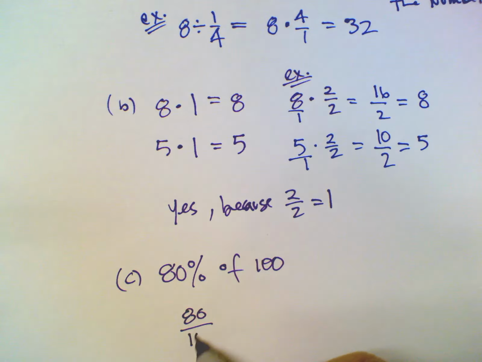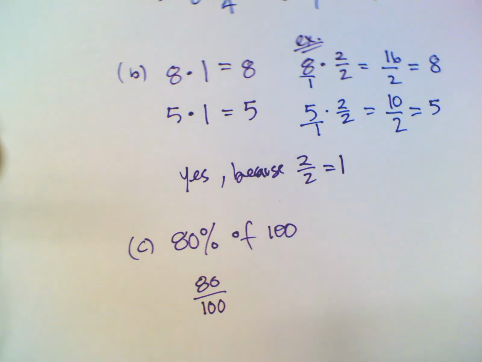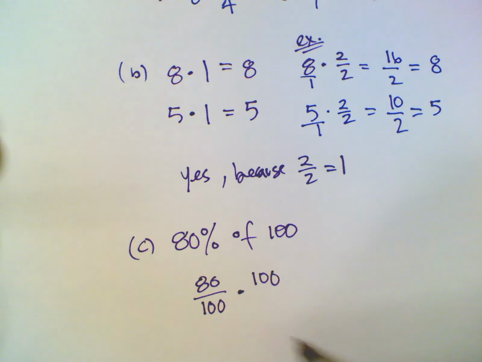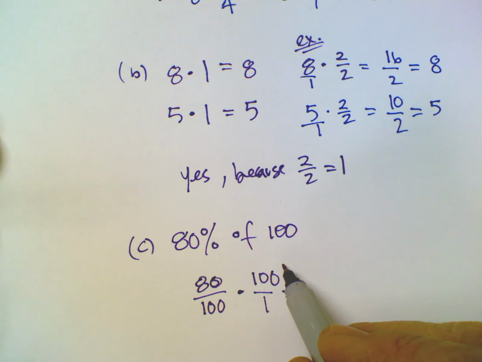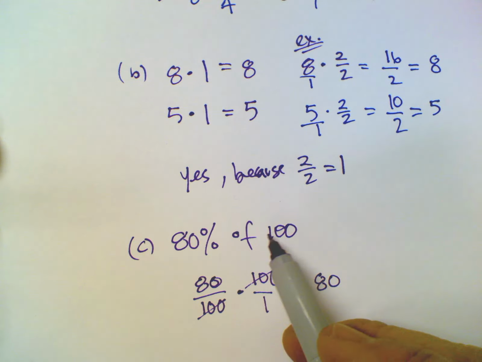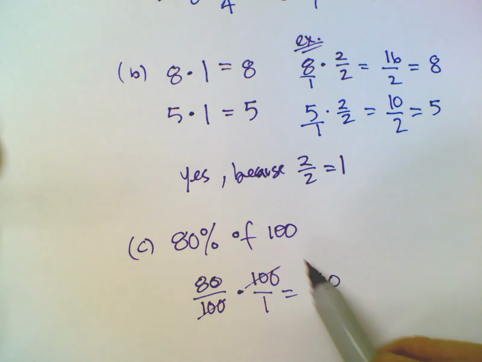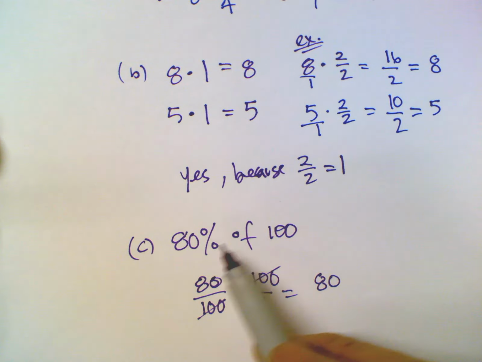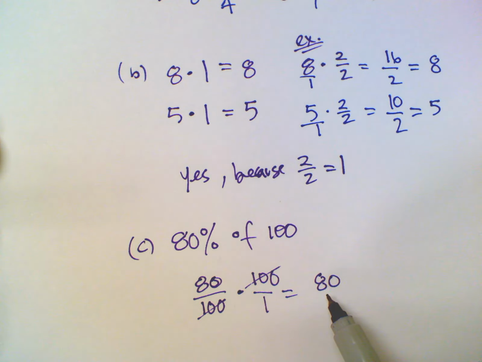Well, if I'm going to do the math here, 80% is written as a fraction, 80 over 100. And then if I multiply 80 over 100 times 100 over 1, you can cross simplify the hundreds, and you end up with 80 as an answer. So 80% of 100 is 80. So the number does get smaller. If you're taking a percentage that's less than 100, your number will get smaller.